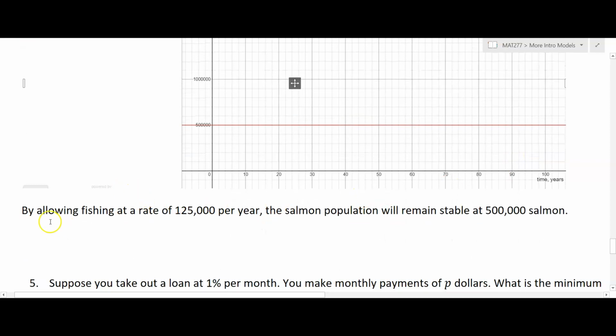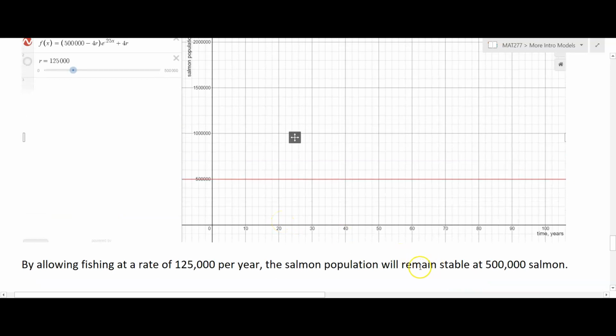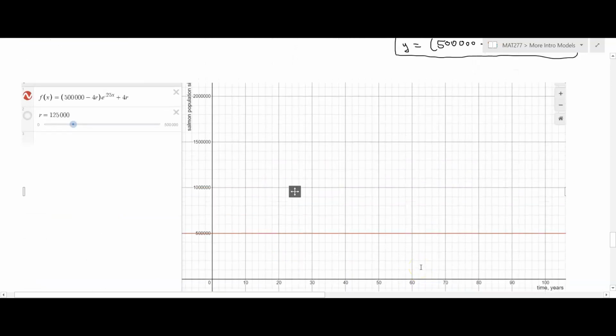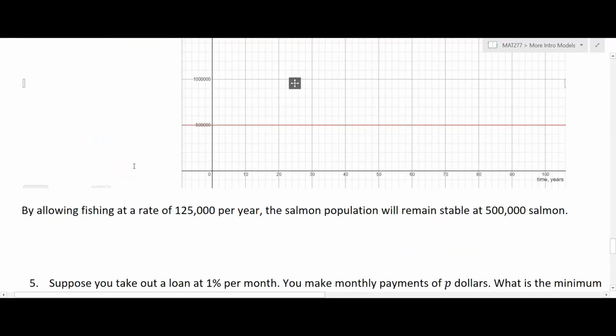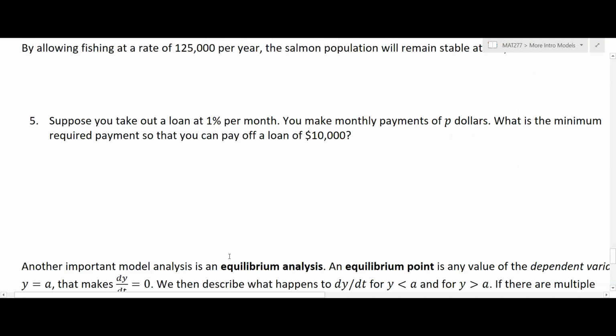And to wrap up this problem, we'll just say that by allowing fishing at a rate of 125,000 fish per year, the salmon population will remain stable at 500,000 salmon. So any fishing rate below 125,000, we're in good shape. And now we can even determine how many permits we need to issue, for example. So if we allow each fisherman a maximum of 10 salmon a year, then we would be able to issue 125,000 salmon per year divided by 10 salmon per license, so you'd be able to give out 12,500 permits for that particular stream.